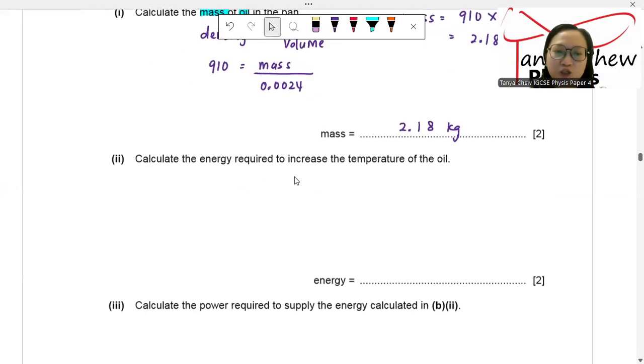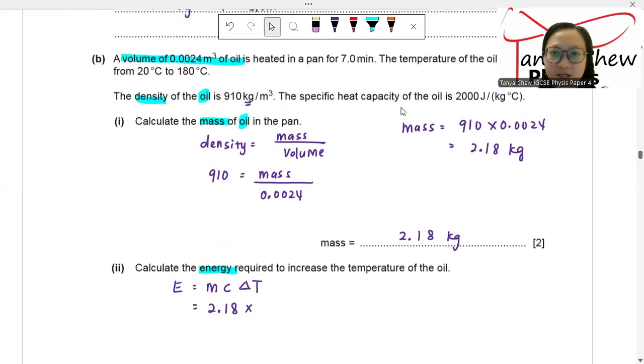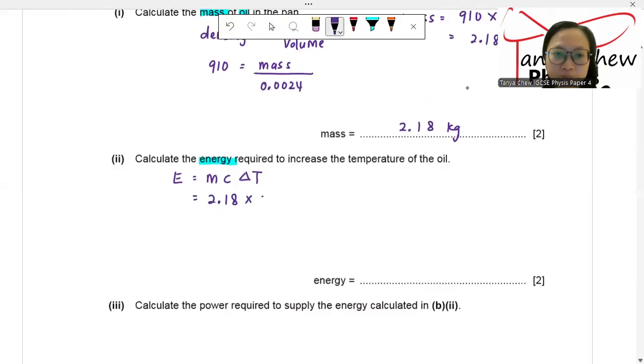Now, calculate the energy required to increase. When they talk about the energy, this is related to heat or thermal energy. When the specific heat capacity of the oil is given, you have to use E equals mc delta T. So the energy is E, mass of the oil, the one that I just calculated, 2.18. Specific heat capacity of the oil is 2000.